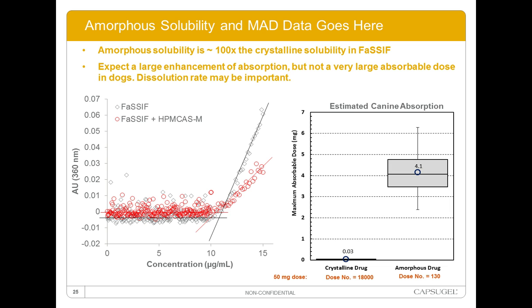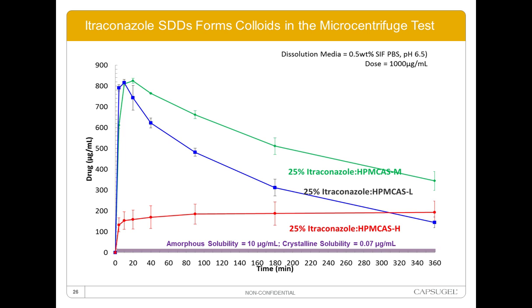And if we are looking at a 50 milligram dose shown there at the bottom, then our number of turnovers, or our dose number, drops from almost 20,000 down to a little over 100. So we're pretty confident that we'll increase the exposure using an amorphous system here, but possibly not high enough for the intended dose that's being looked at.